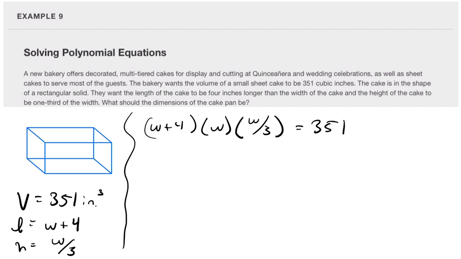To clear out the fraction, I'm going to multiply the left and the right by 3. Okay, so if I multiply this by 3, this is going to cancel this. Yeah, this is fine. Okay. And I'm going to distribute a W squared into the parentheses, because it's going to be W times W. So if we distribute a W squared, that's going to give us W cubed plus 4W squared. And I'm going to go ahead and set it to 0.